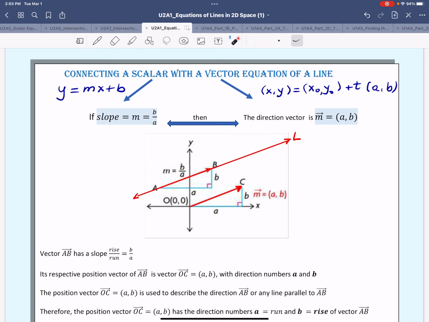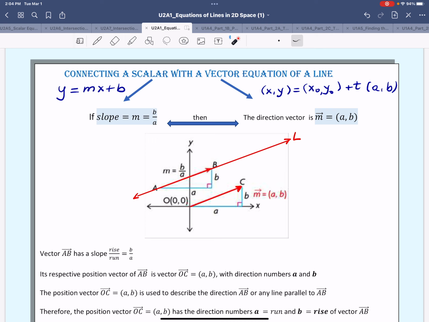So here we have a line L, and in order to determine the slope of the line L, we can pick any 2 points on the line. Then we measure how we have to move vertically and horizontally as we travel from point A to B. To go from A to B, we must run a units, lowercase a, and we must rise b units, lowercase b. So the slope is rise over run, so with a rise of b and a run of a, the slope will be b over a.